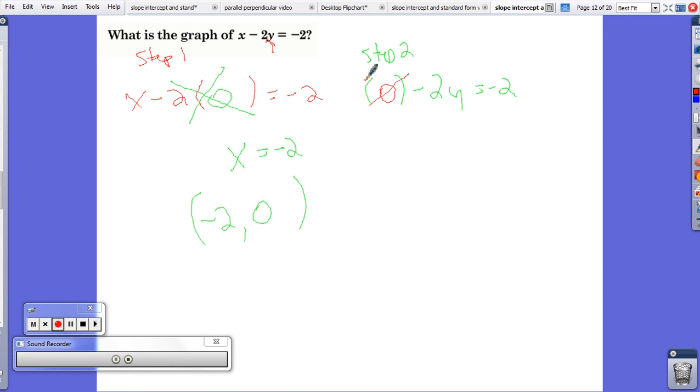So this goes away, and this leaves me with negative 2y is equal to negative 2. I divide by negative 2. These cancel. Y is equal to, a negative divided by negative becomes a positive, 2 divided by 2 is 1. So I put in 0 for x, and my y is 1.